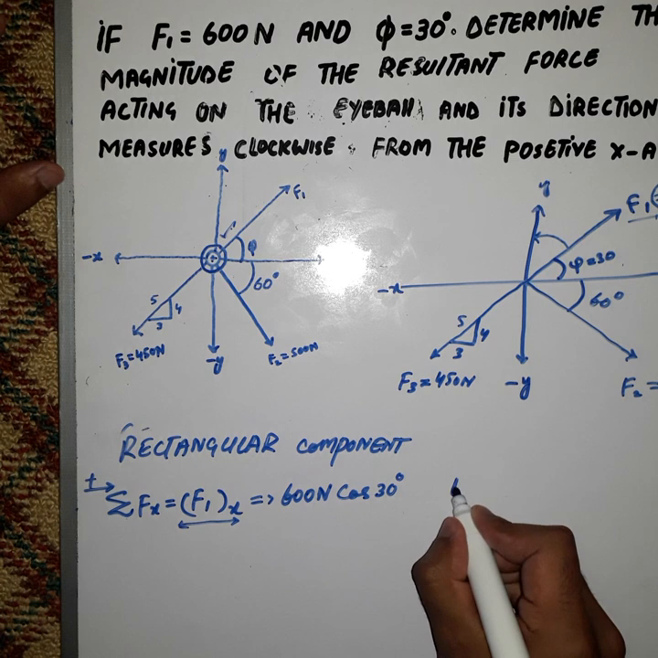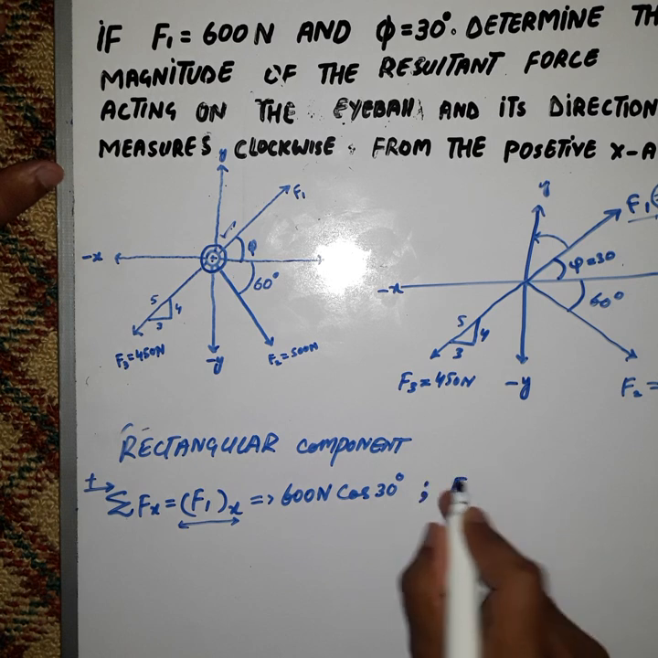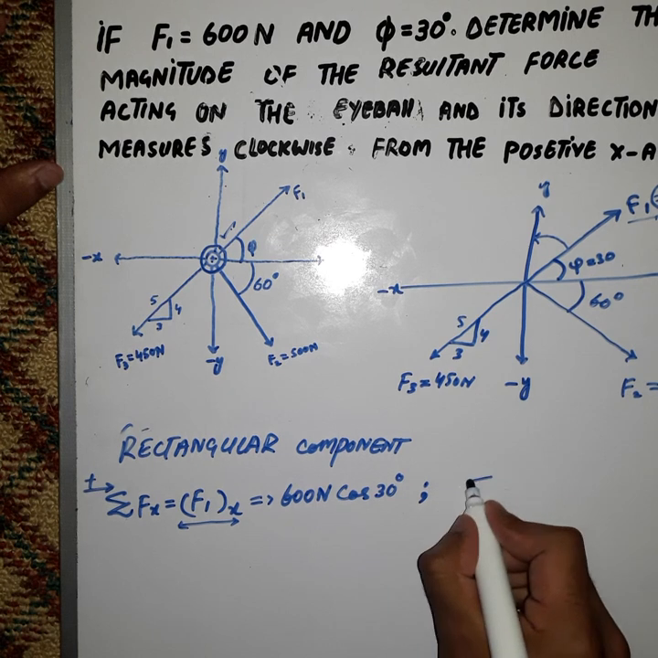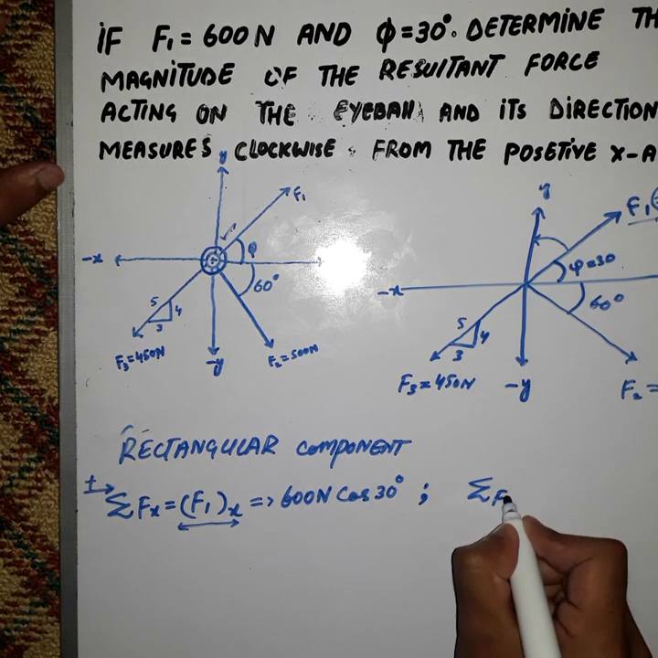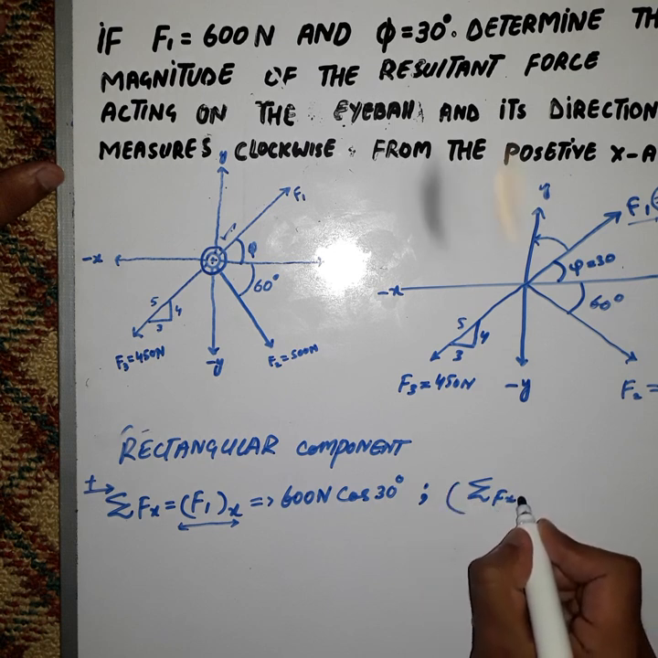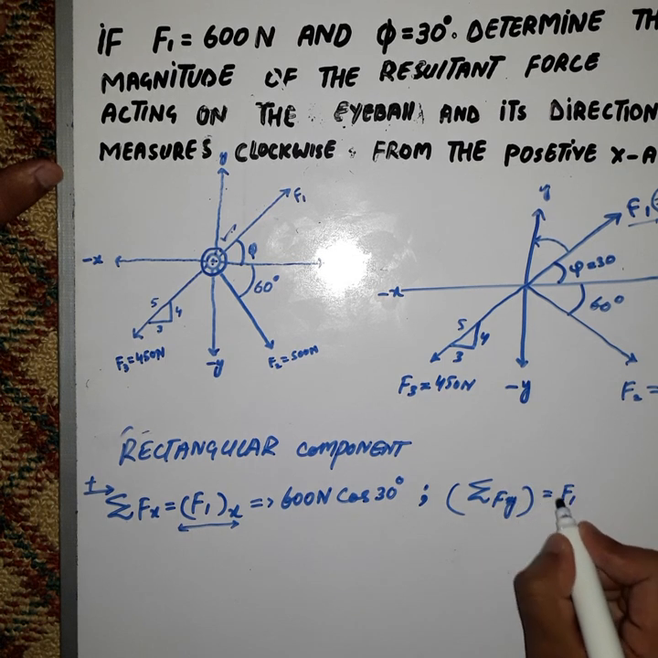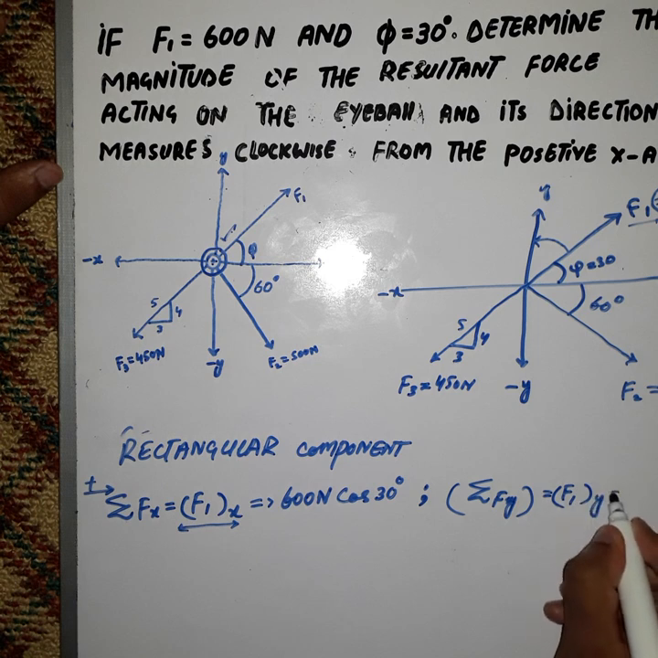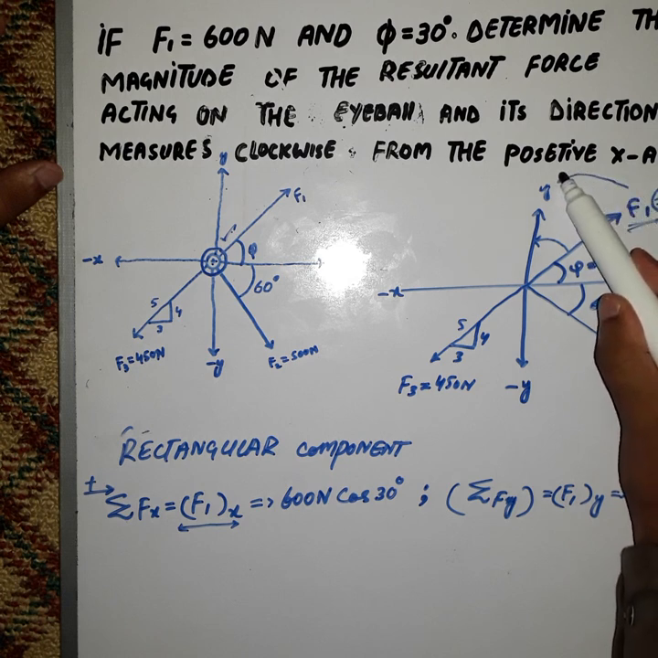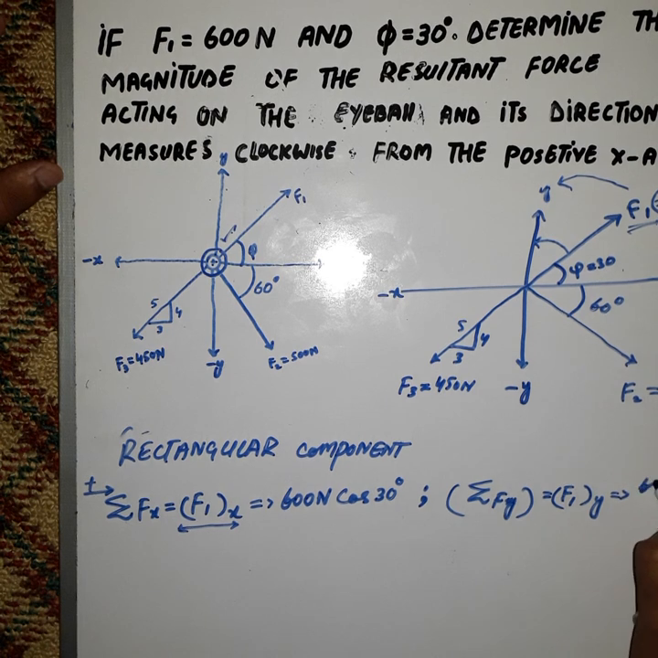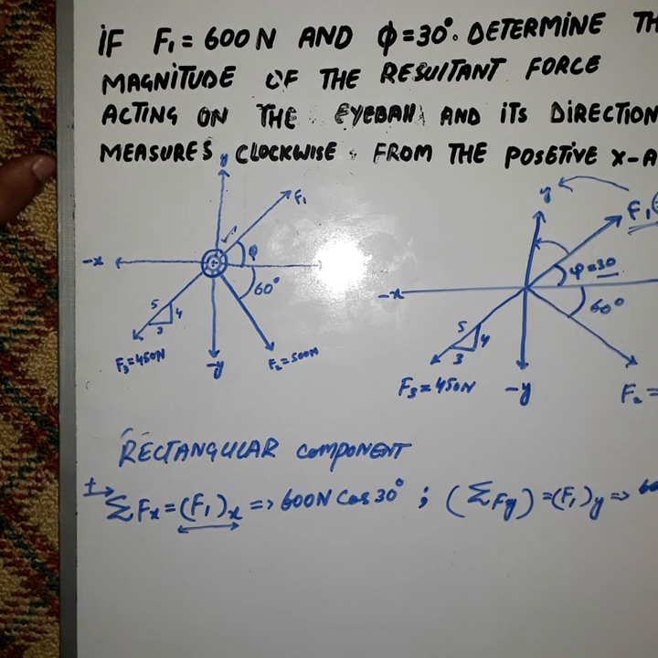So now let's consider the summation of F of y. F1 of y implies that this is our F1 and it is making an angle with the y-axis. So 600 multiplied by, as I said, we will use sine with the y-axis, sine, and the theta angle is the same, 30 degrees.